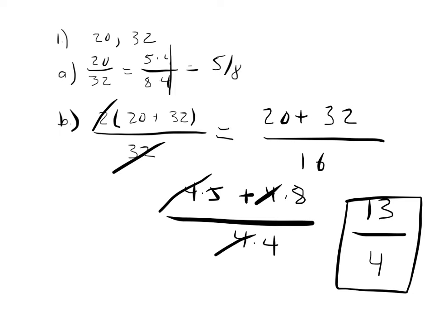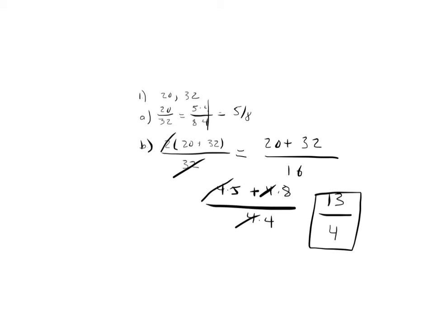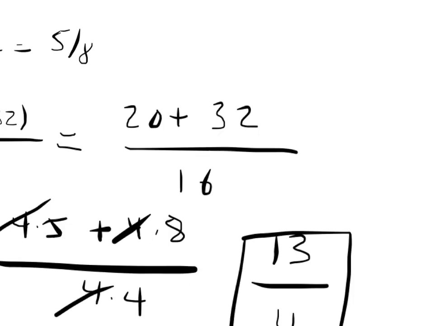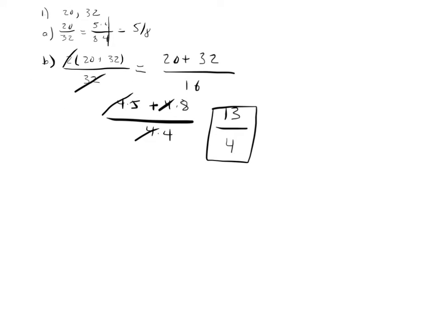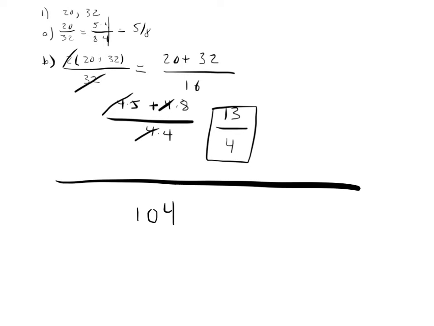Now, I agree, I could have looked at this a little bit differently and said, let me just go ahead and find that perimeter. I'll work with big numbers. Then I would have 2 times (20 plus 32), which would be, let's see, 2 times 52, that would be 104 over 32.